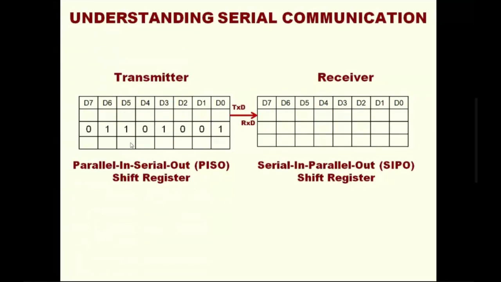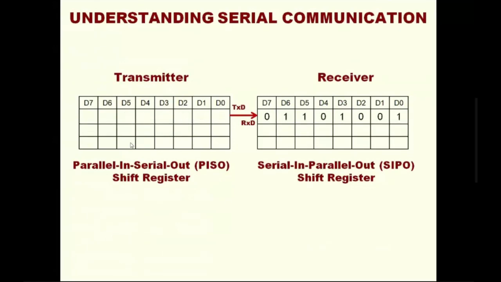So to ensure that all the 8 bits are shifted out, some flag should be set. With respect to 8051, there is a TI flag. The TI flag notifies that all the 8 bits are shifted out from the transmitter. Now the transmitter is empty. Now you can put the next byte in the transmitter, something like that.